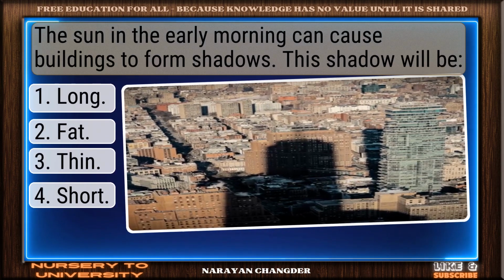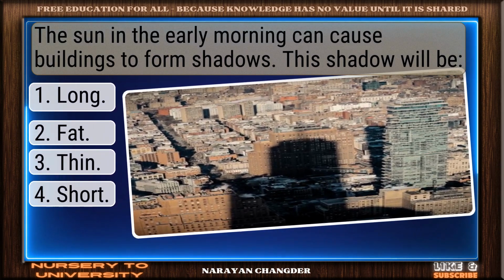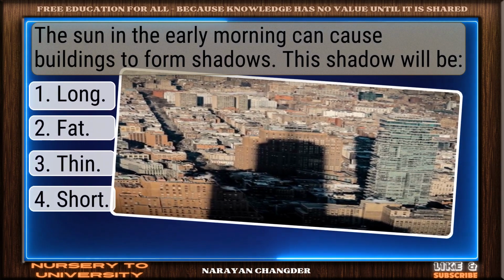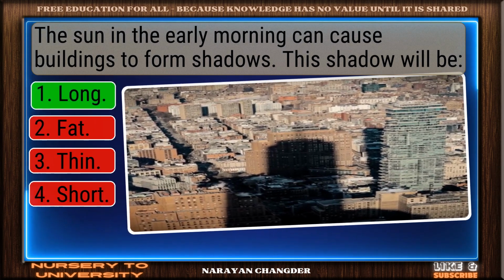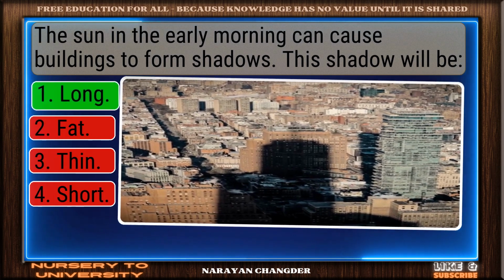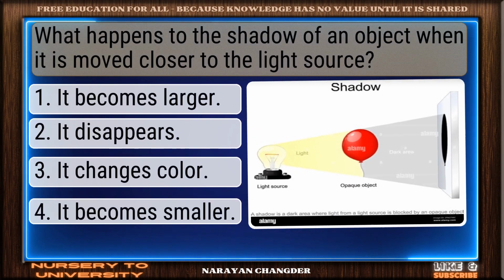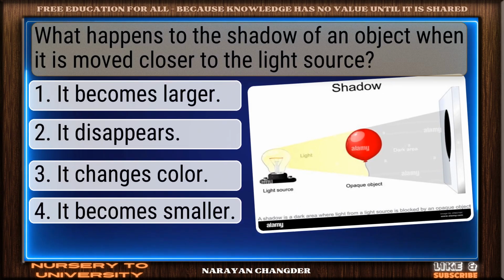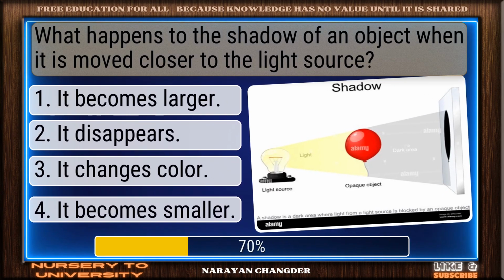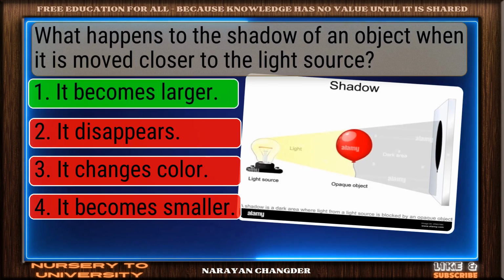The sun in the early morning can cause buildings to form shadows. This shadow will be. Good thinking. Long is the right answer. What happens to the shadow of an object when it is moved closer to the light source? Smart pick. It becomes larger is the correct choice.